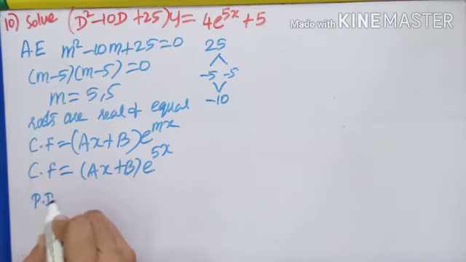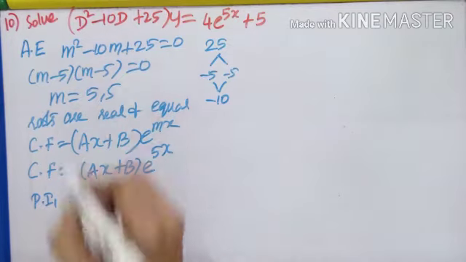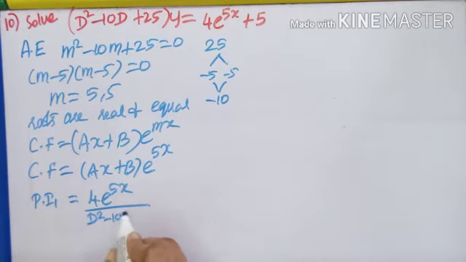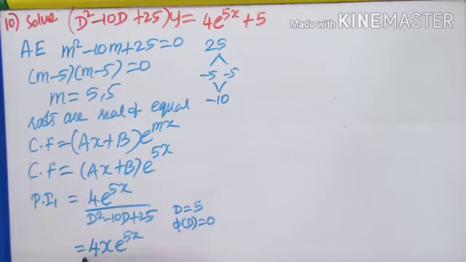So we write particular integral 1 is 4 e power 5x by D square minus 10D plus 25. If I put 5, which is my answer here, the denominator becomes 0. Whenever the denominator becomes 0, I put D equal to 5. The denominator I call phi of D, which is 0. So remember the procedure: put x in the numerator and differentiate the denominator.